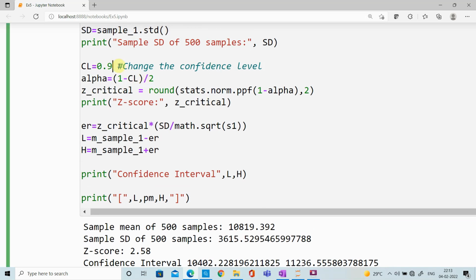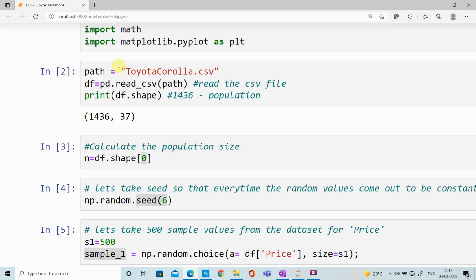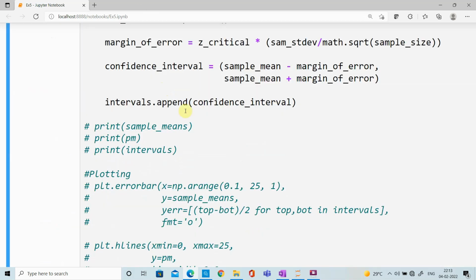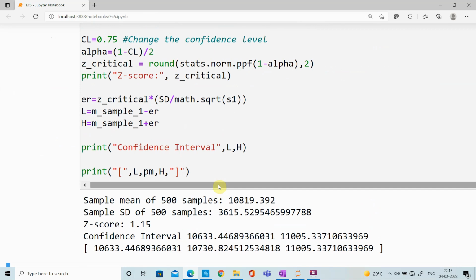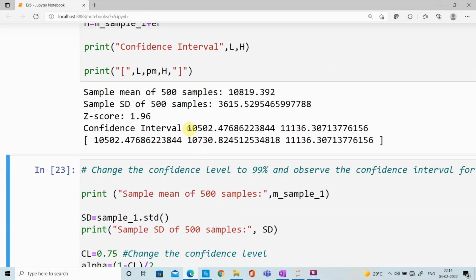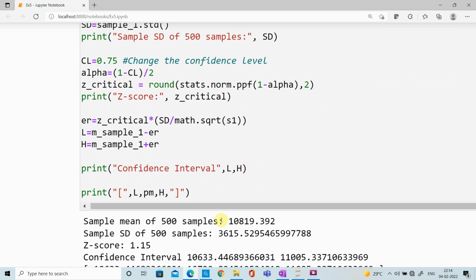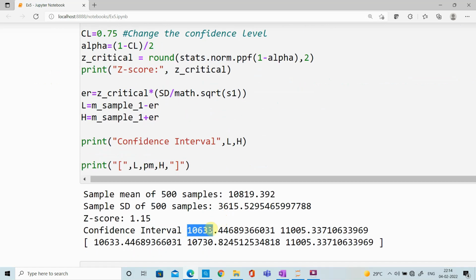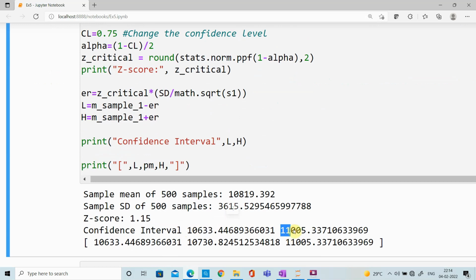So now I change to 75% and run the program. You see here, it becomes 75%. So 95% means it is 10,500 and 11,100. And now if I give it 75%, it becomes 10,600 and 11,000. So by varying your confidence level, your confidence interval gets varied. So that is what you are observing from it.